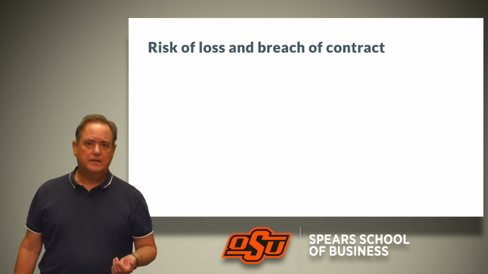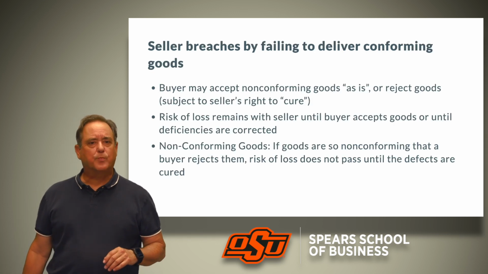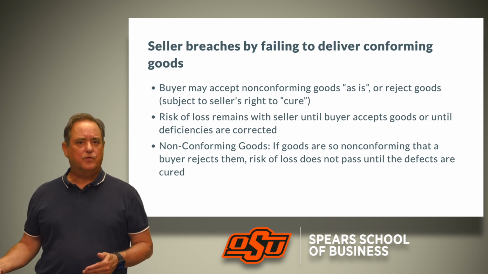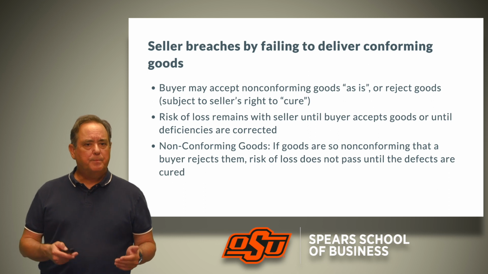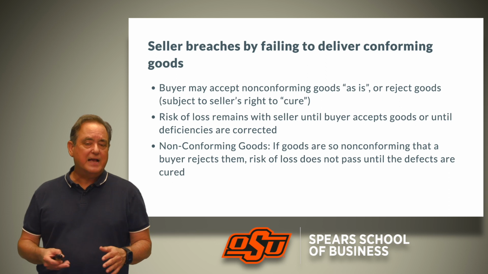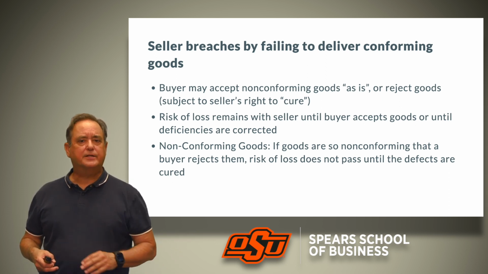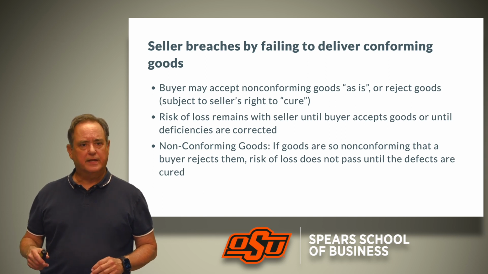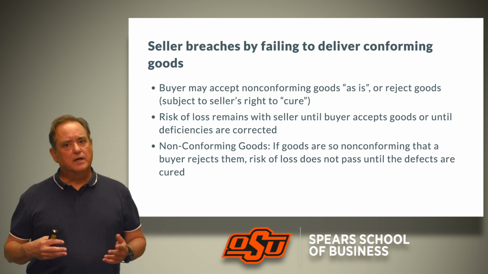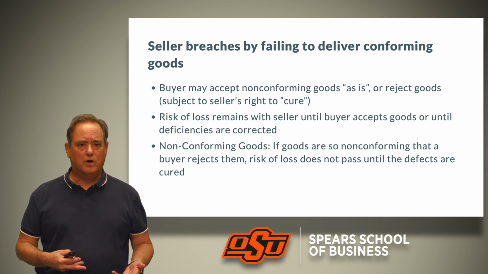destination. Breach of contract, we said risk of loss has some special rules when there's a breach of contract. If the seller has failed to deliver conforming goods, the buyer may accept those goods as they are or reject the goods, subject to the seller's right to cure, which we'll talk about in the next lecture. Risk of loss remains with the seller until the buyer accepts goods or until the deficiencies are corrected.